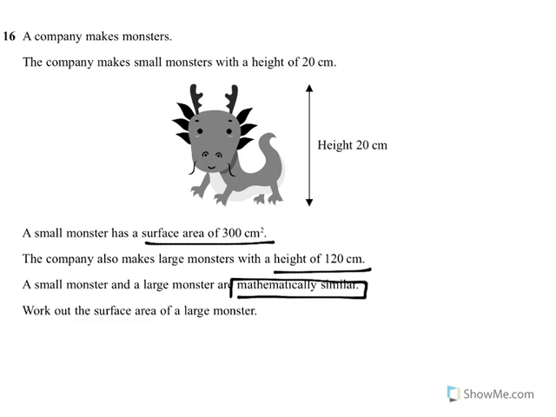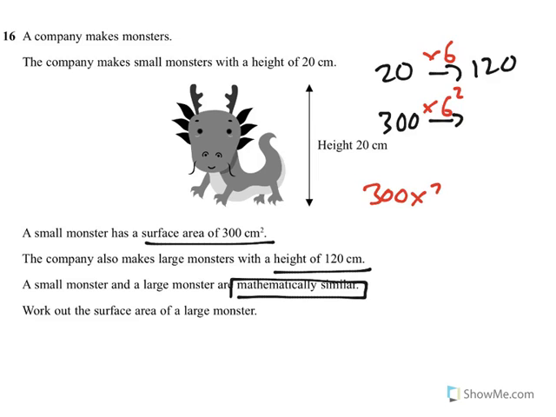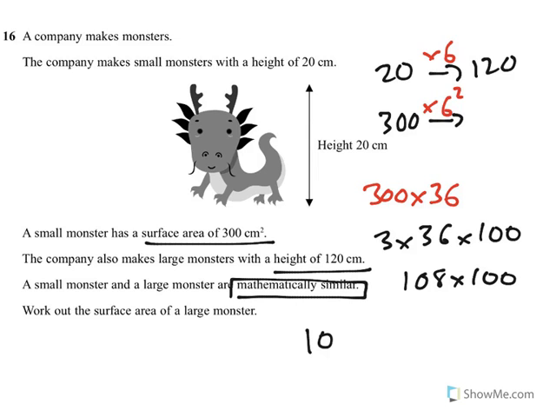Well, we need to work out the scale factor, the linear scale factor of the small to the large. So it goes from 20 to 120. So that is multiplied by 6. Now for area or surface area, we need to go from 300 to our new answer, but because it's area, we're going to square the scale factor. So we need to do 300 times 36. Well, I'm going to break this up into 3 times 36, and then I'm going to multiply that by 100. It's the same as multiplying by 300. So 3 times 36 is 108. Need to multiply that by 100, so it's going to be 10,800 centimeters squared.